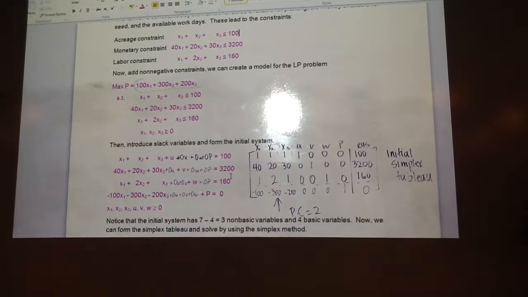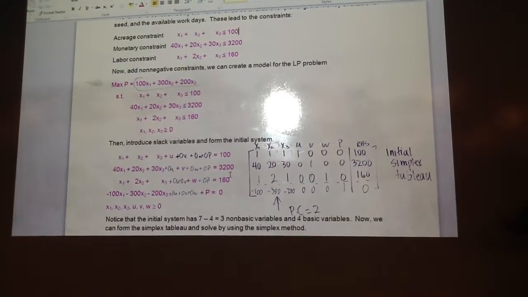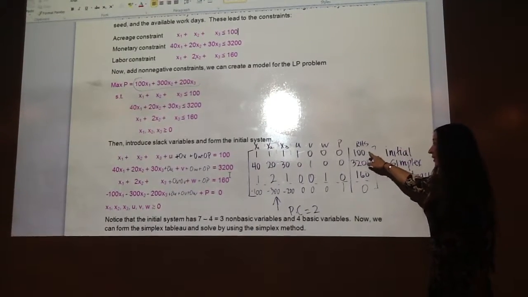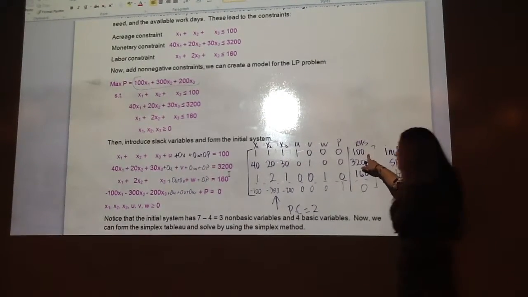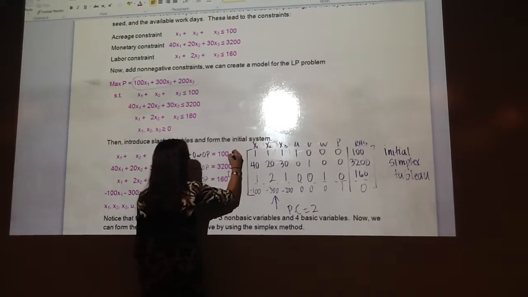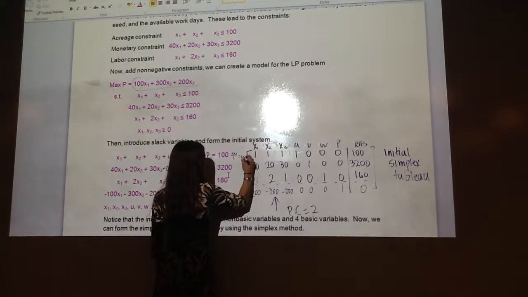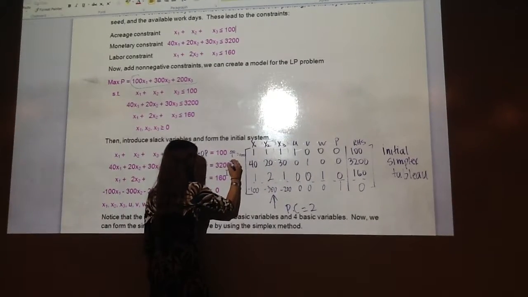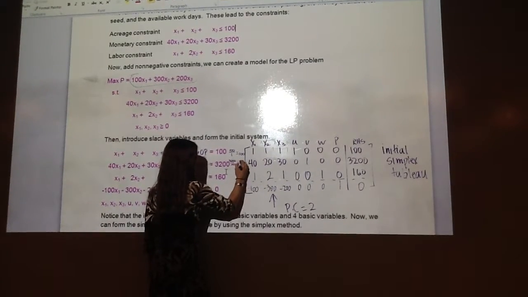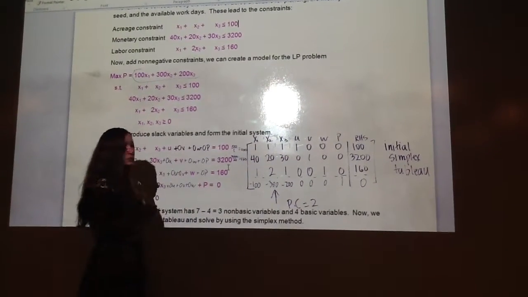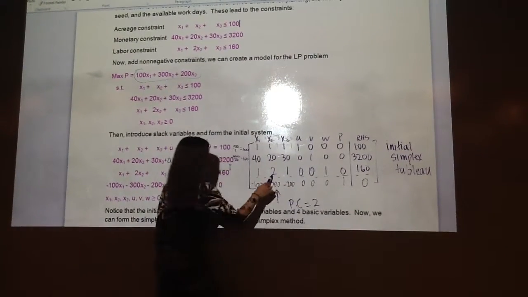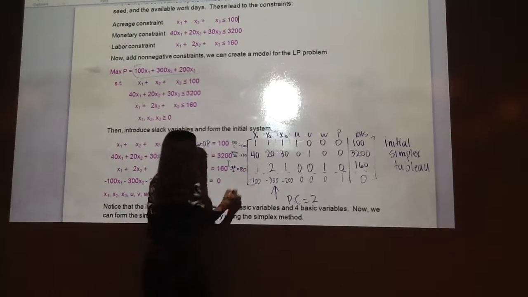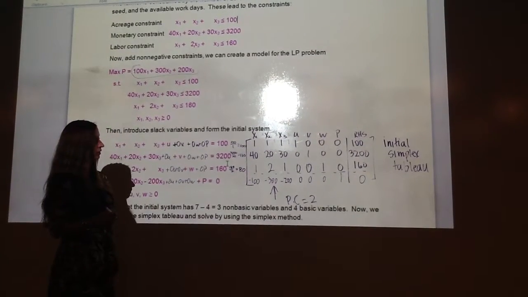And now the next step is to take what? Right-hand side. So 100 divided by what? Okay, and then the next one? Which is 160, yes. And the next one? 160 divided by 2. 160.